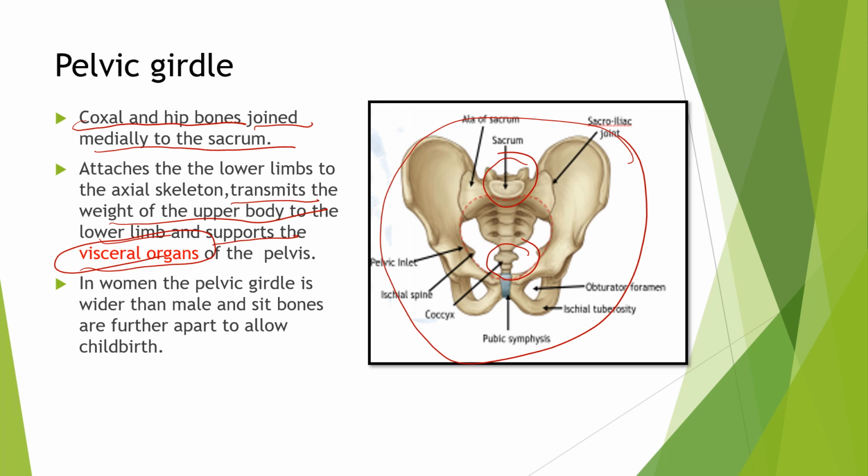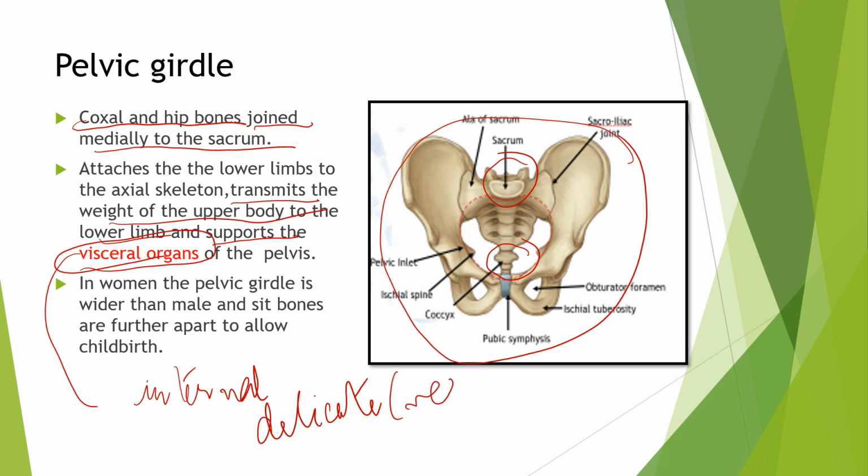So the visceral organs are what? They are the internal delicate organs. So the internal delicate organs are being supported by this pelvic girdle. We can see that there are reproductive organs, so they are being supported by this pelvic system.